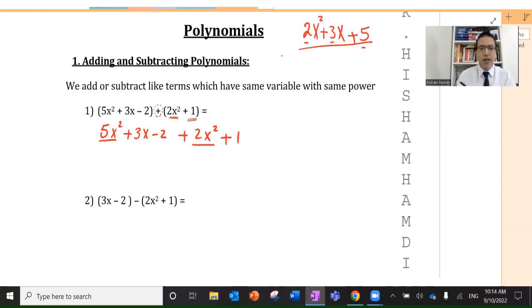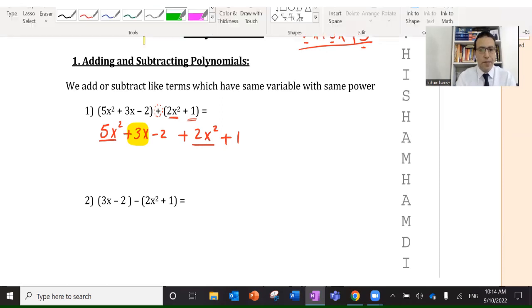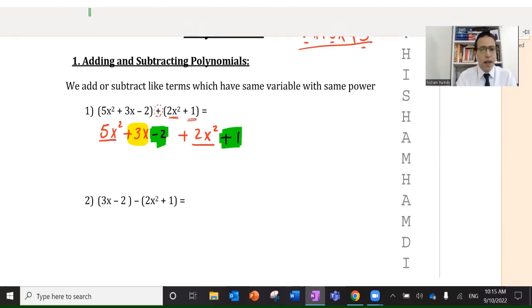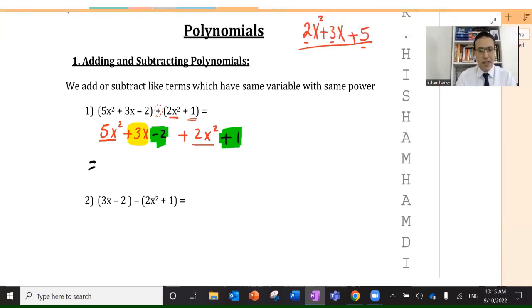What do I mean by like terms? The ones that have the same degree. Here I have 5x squared. There I have 2x squared. And I have here 3x, and no other terms have x. So 3x has no like terms. And I have -2 and +1. So I'm going to write that 5x squared plus 2x squared is 7x squared, plus 3x, the yellow term. -2 and +1 give me negative 1. So if I have positive outside the bracket, all I have to do is just expand the bracket without changing the sign.